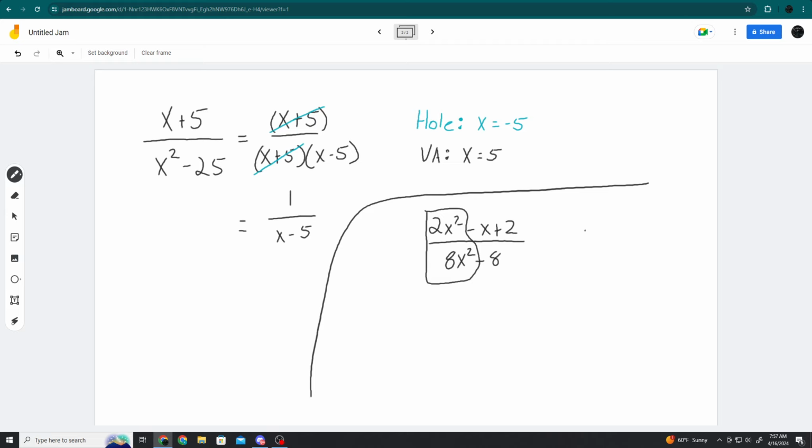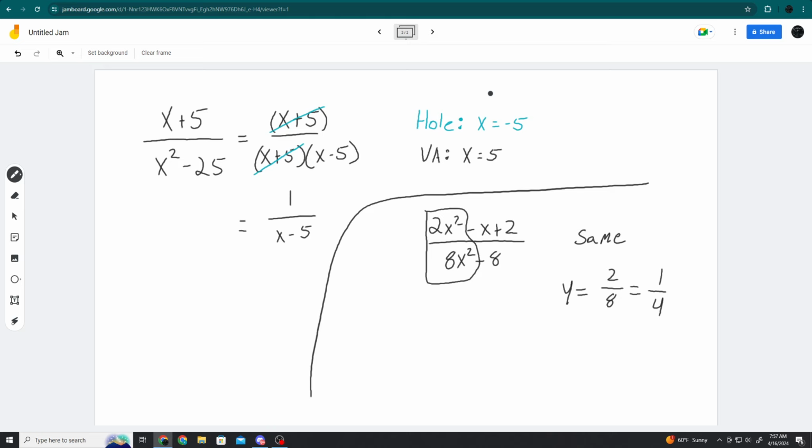But since they're the same, all we're going to do is say y equals the coefficient on top, so it's 2, divided by the coefficient on bottom, which is 8. So you get 2/8, which is just 1/4. There you go, there's your answer. I spent more time explaining it in massive detail than this. This is your horizontal asymptote.